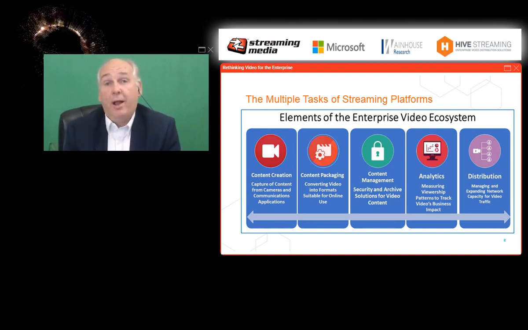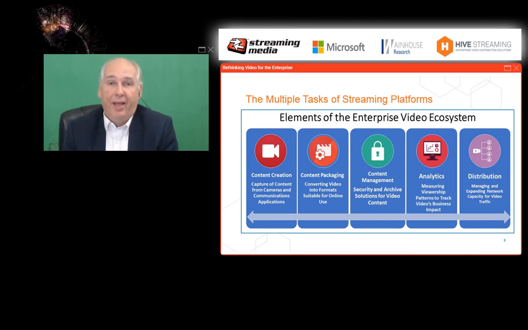Then they've got to package it up. They have to look at ways to get that content into formats that are suitable for online distribution. Once that content is distributed, we see a need for content management tools, ways to involve analytics or measuring the viewership totals for the content that we do distribute, and then ultimately managing the networks that also bring those videos to the people who are watching the content in the enterprise setting.